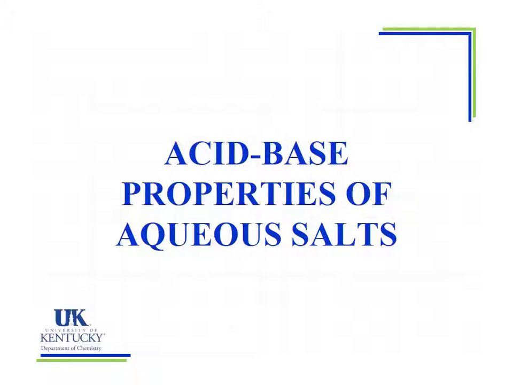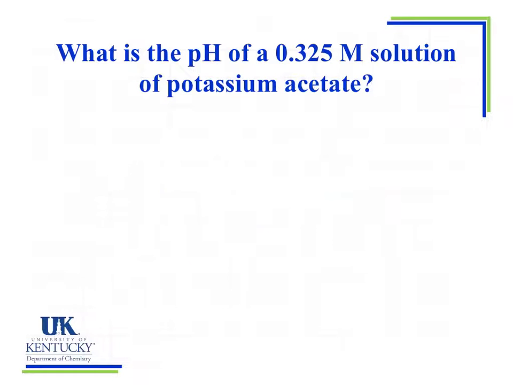Now we'll finish up this problem by finding the pH of a potassium acetate solution. What is the pH of a 0.325 molar solution of potassium acetate? The first thing we have to do is write the reaction that represents what's going on in this mixture. This is the reaction that we looked at from the first slide. All we're worried about is the reaction of acetate with water.